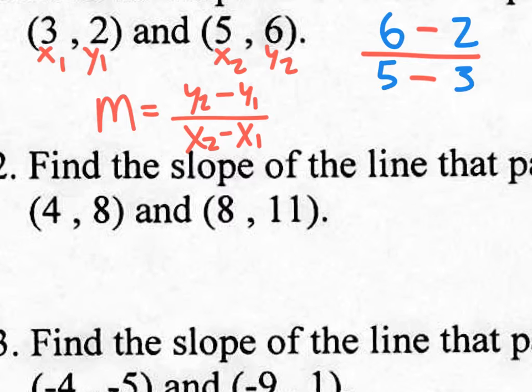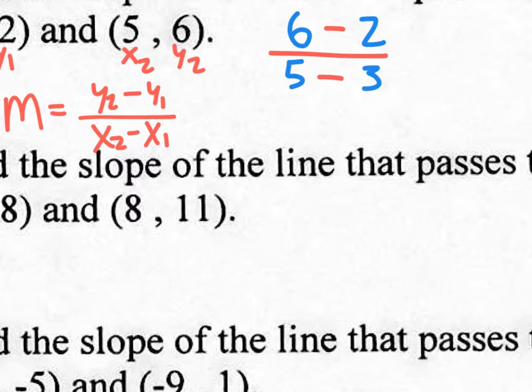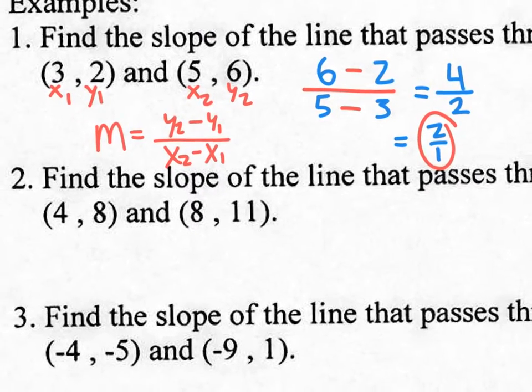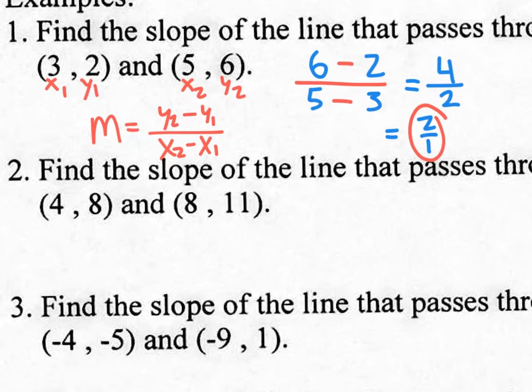All we need to do is simplify it. And we have 6 minus 2, which is 4. And we have 5 minus 3, which is 2. Could we reduce? Yeah. It becomes 2 over 1. I know you could say, oh, the answer is 2, which is correct. But for the sake of showing your rise and your run, we're going to leave it as 2 over 1. So that was just one example, and we'll do another video covering more of these.